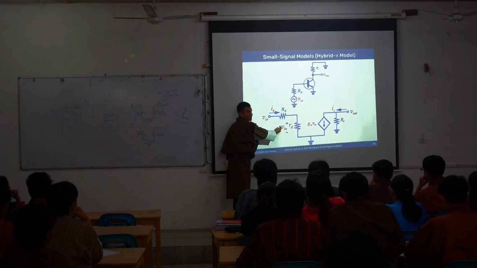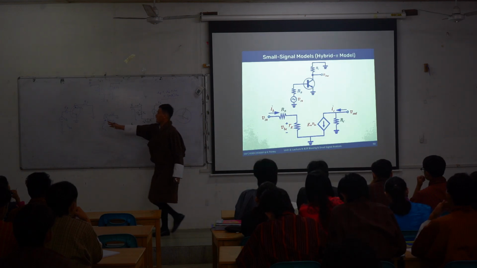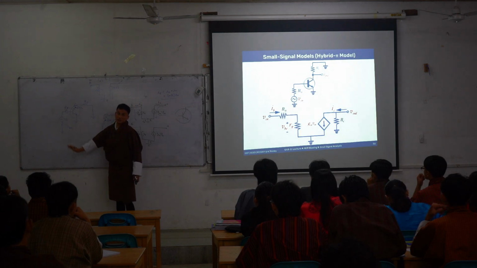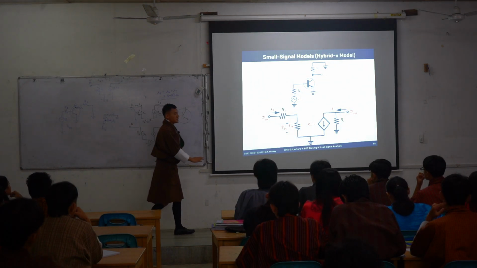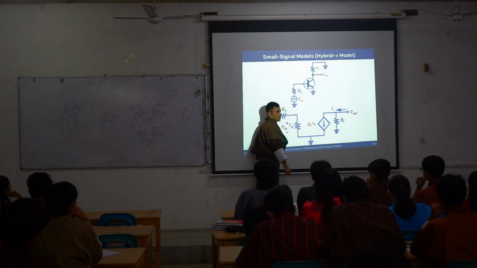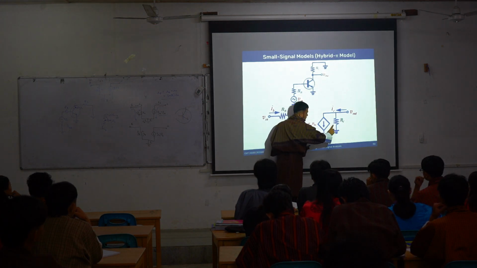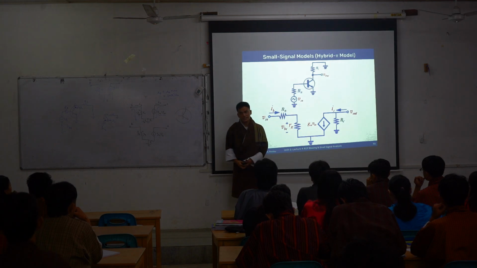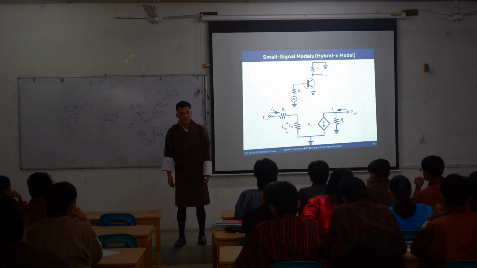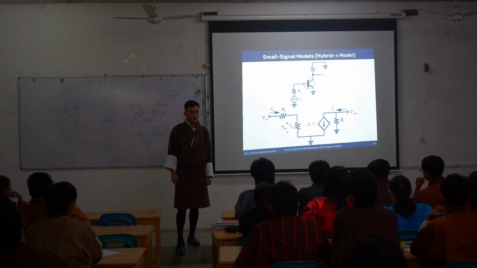We don't have any parallel. Why? Your input part and your RB are in series to each other. That's why there is a series of RB and R pi, where there is a parallel connection between your current source and then the RC. Okay? If you fail to do this one, again your analysis will be wrong.